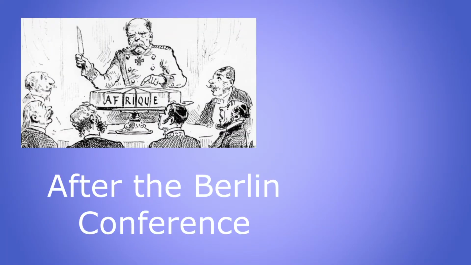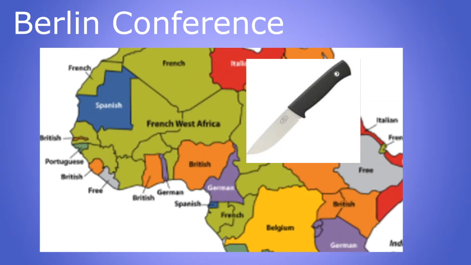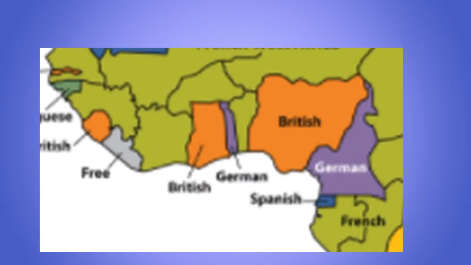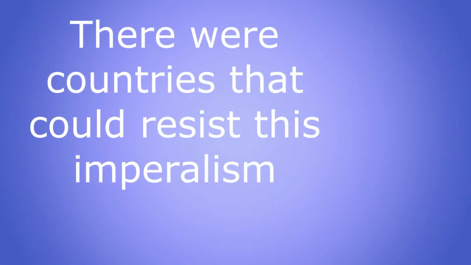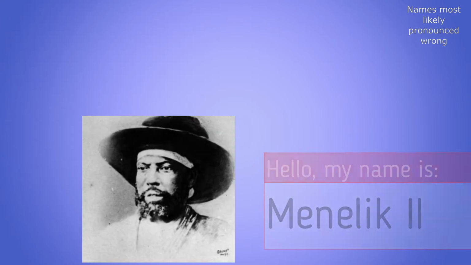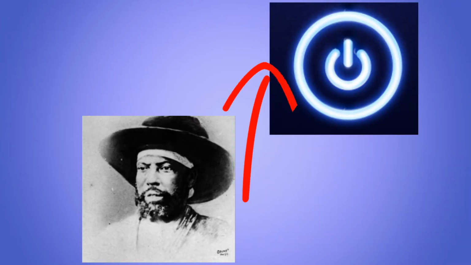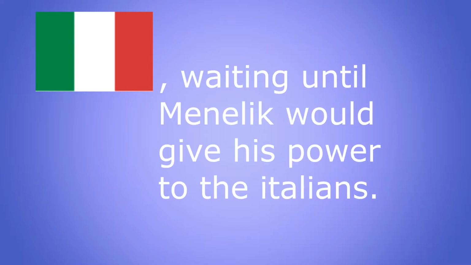Ethiopia. After the Berlin Conference, which was essentially European countries splitting up the continent of Africa on a map for themselves to go and conquer, with no regard for how this would impact the native communities, there was one country that was able to resist this imperialism: Ethiopia. With their reforming emperor, Menelik II, when Menelik was rising in power as emperor, Italians began supplying them with arms, waiting until Menelik would give his power to the Italians.